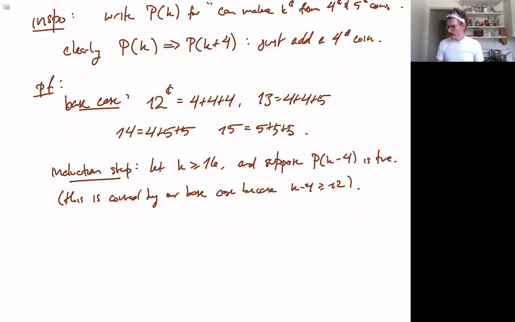So what is our induction step? Then we have P of k minus 4 implies P of k. Just add a 4-cent coin. And this completes the induction step. So it completes the proof.